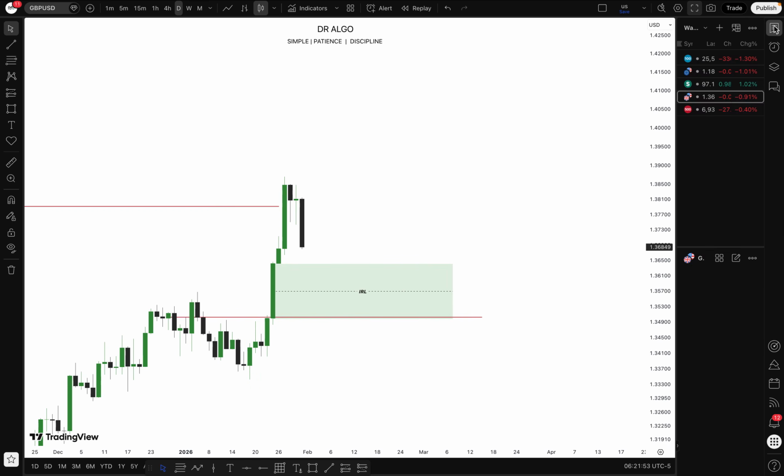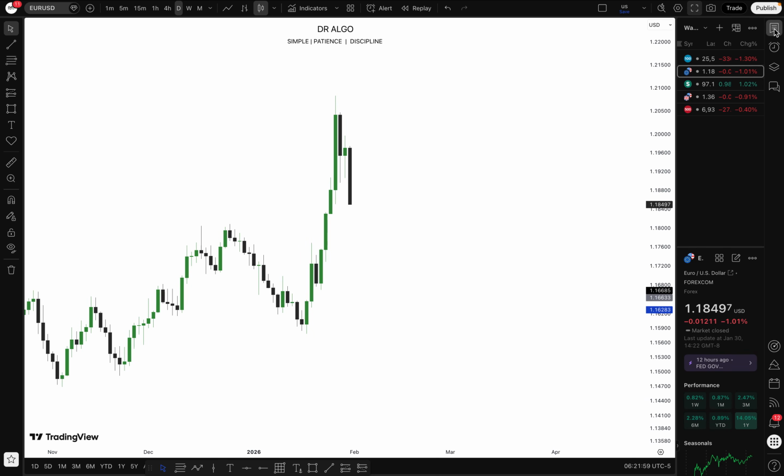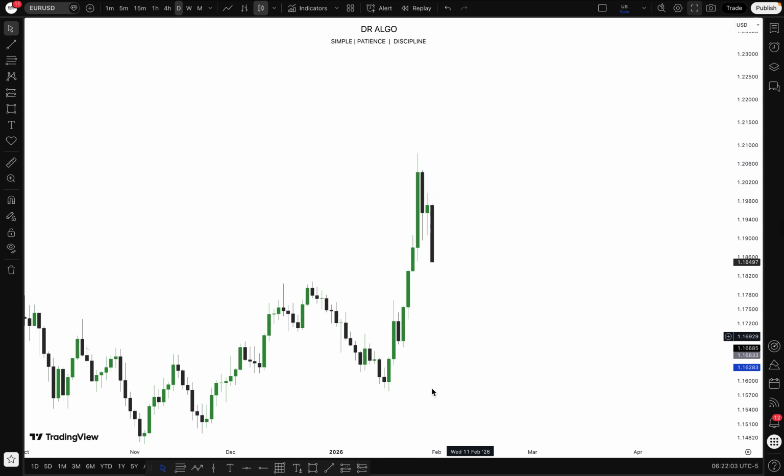So now let's take a look at EURUSD. Even though I've already told you that DXY is going to be bullish, okay, we are expecting bearish on GBP and Euro. GBP and Euro are correlated pairs. What I mean by correlated pairs is that they move in almost the same direction.